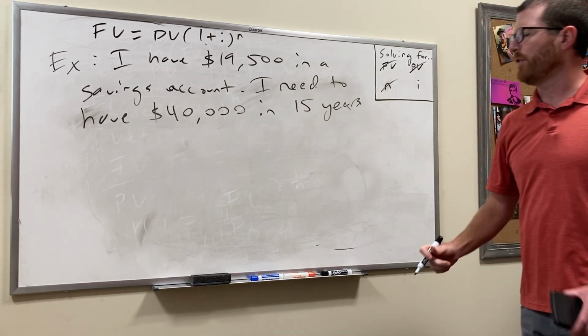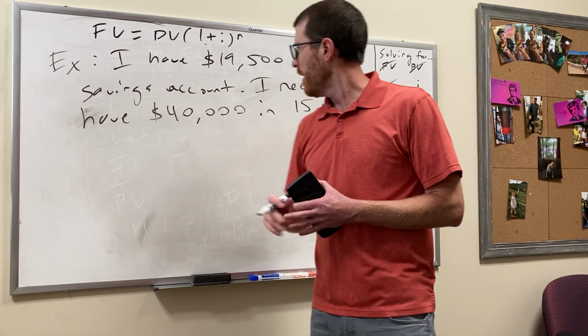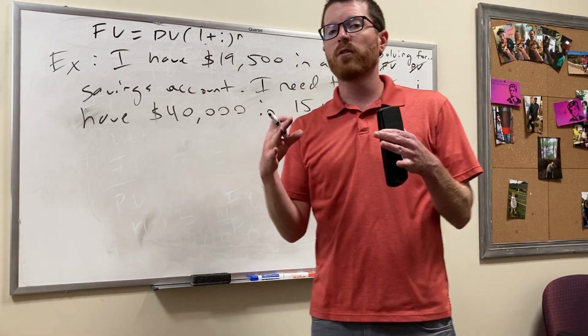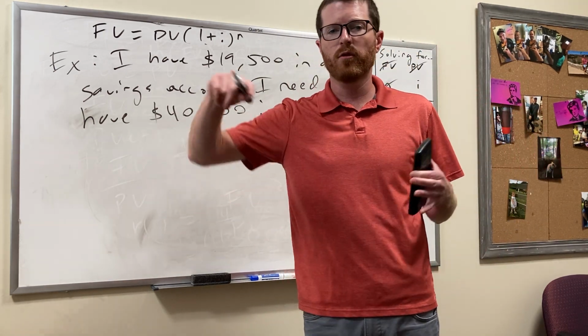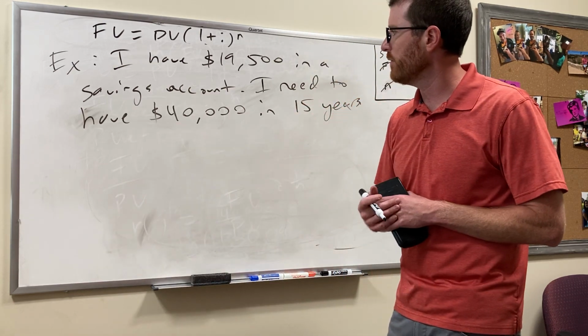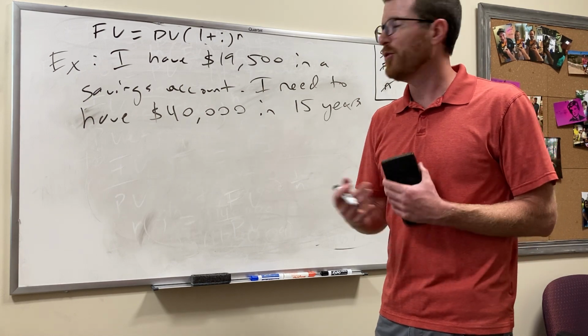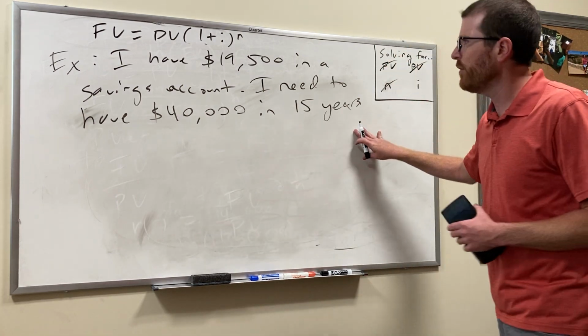So for example here, let's say that I'm trying to save money for a huge vacation, right? I've got this money set aside. I need $40,000 to do a worldwide cruise. I'm going to cruise around the earth for 2 months. It's really expensive. It costs $40,000. And I'm trying to figure out what interest rate I need to get to accomplish this. I'd like to go in 15 years.